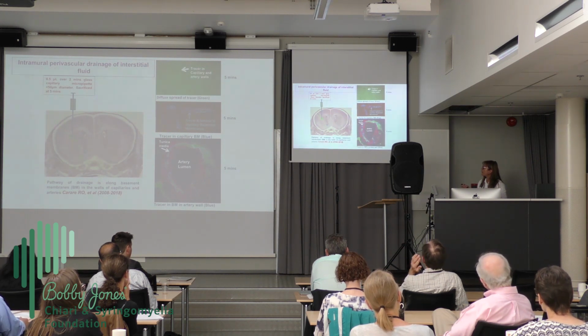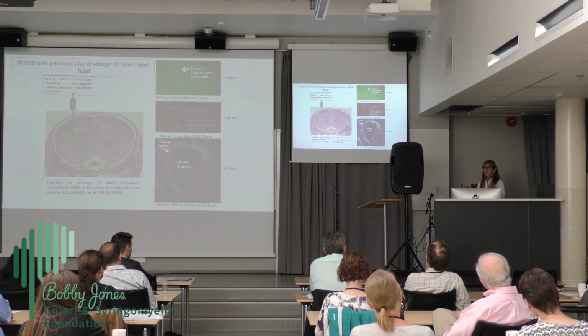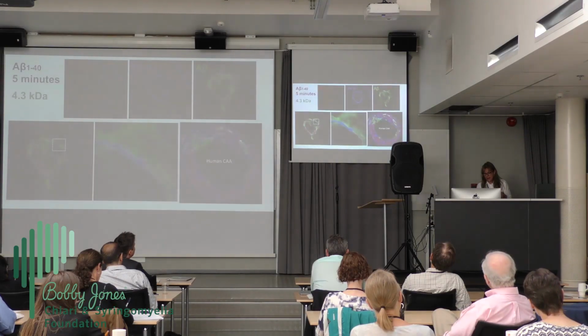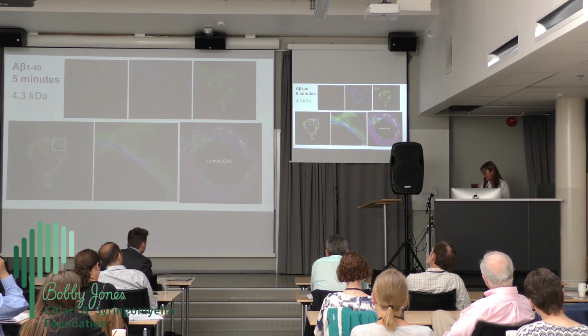So by injecting a very small volume, over 2 minutes in the mouse brain, within 5 minutes you're able to see the tracer diffuse, outlining the basement membranes of the capillaries and outlining the basement membranes of the tunica media of arterioles in exactly the same pattern as you see in human CAA.